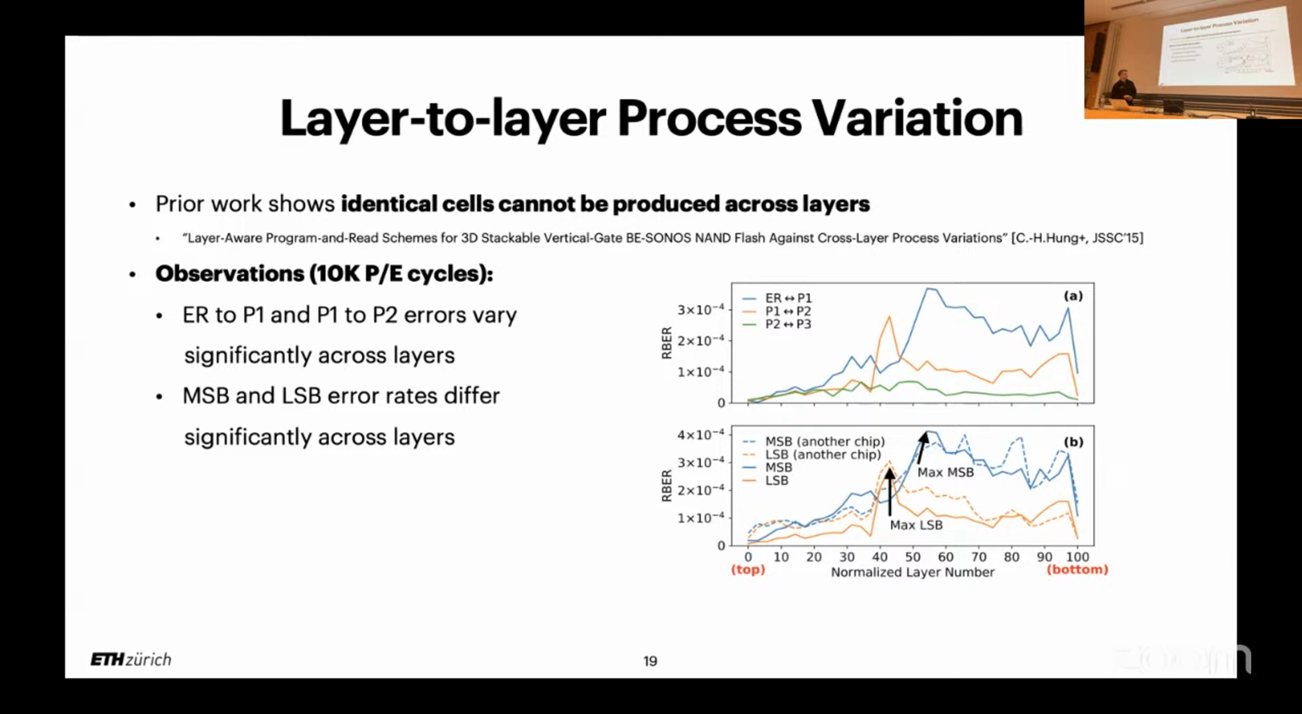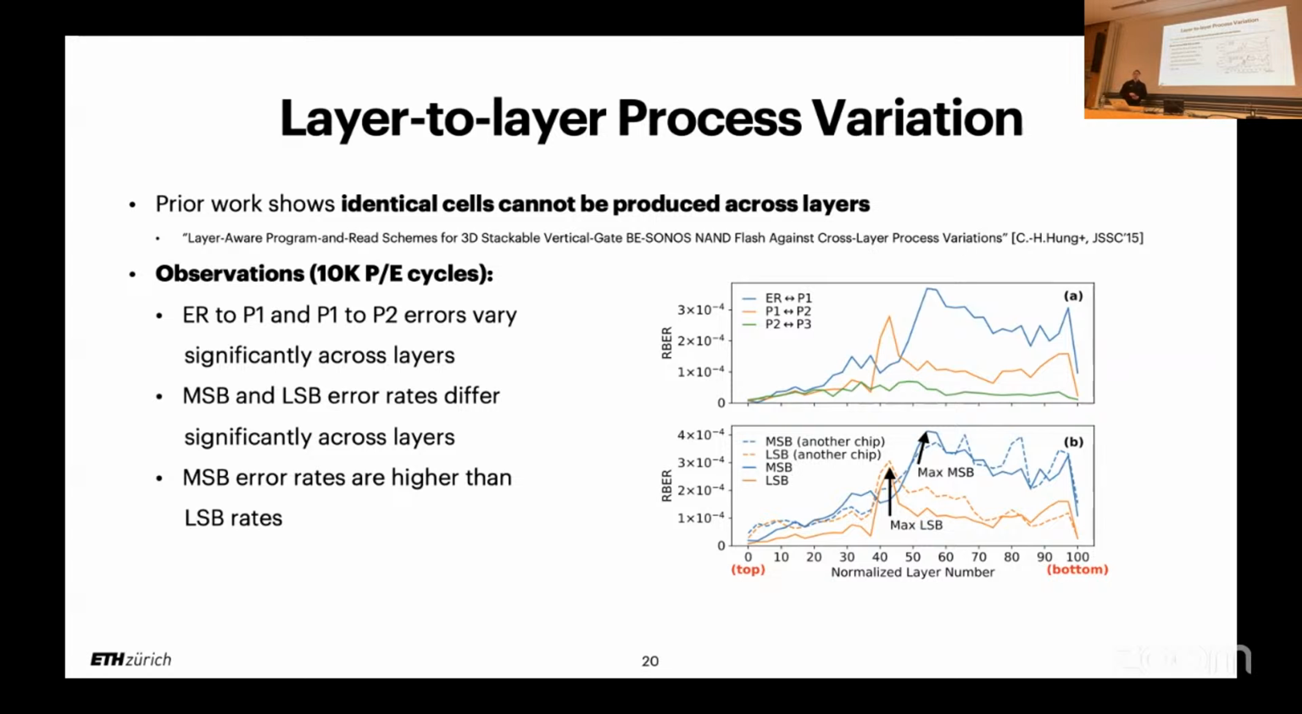The next thing we note is that the most significant bit and least significant bit error rates change significantly across layers. Here we see that this would be the top layer, and this would be the bottom layer. So you might expect that if the cells are all the same, they would be approximately a straight line here, but that's not the case. And then we also note that the most significant bit errors are much higher than least significant bit errors.